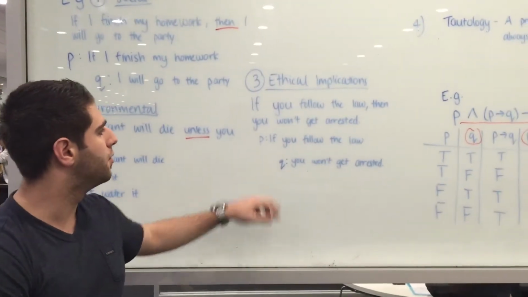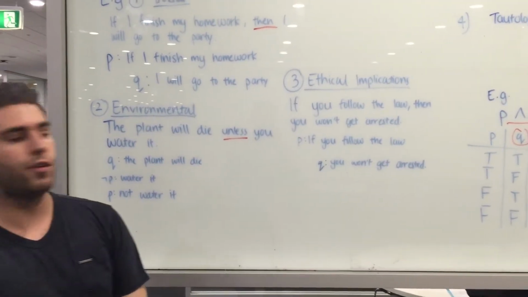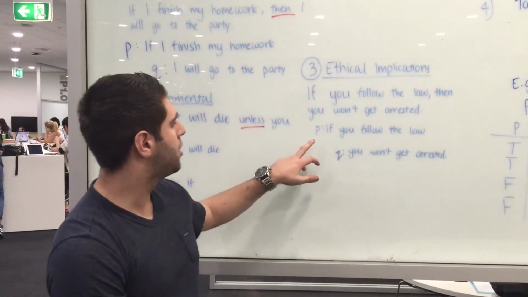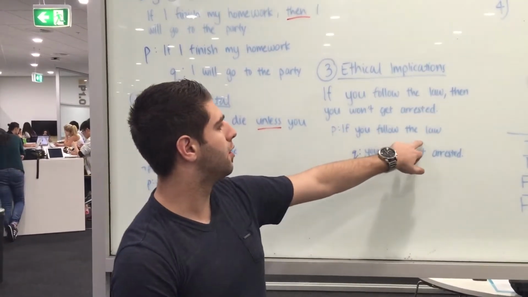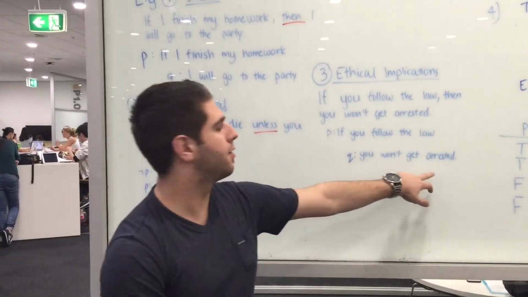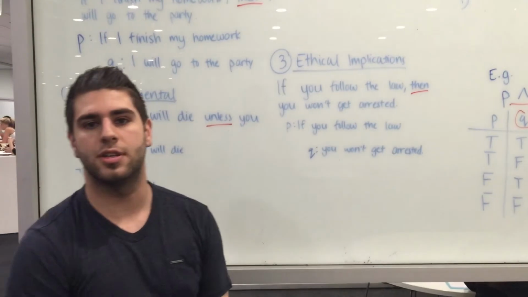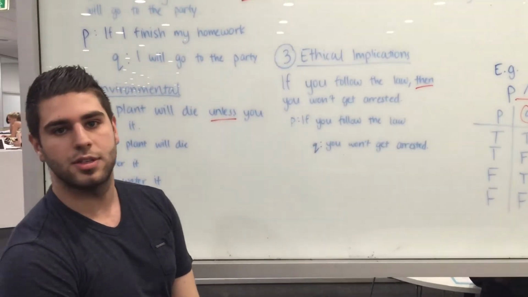The third and final implication being ethical: if you follow the law, then you will not get arrested. This shows that P is if you follow the law, and Q being you will not get arrested. With the word then being there, the terminology shows us that it is a P implies Q statement.